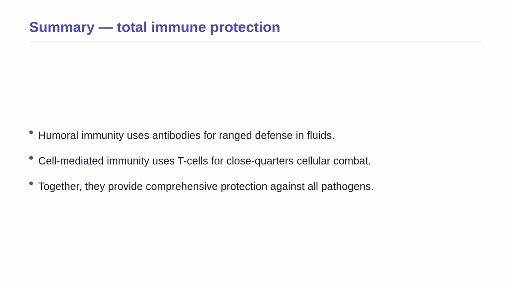We have now covered the full scope of this topic. Let us review the key takeaways. First, humoral immunity acts as your body's ranged defense, using B cells to shoot antibodies that neutralize extracellular threats in your fluids. Second, cell-mediated immunity acts as your close quarters combat team, using T cells to hunt down and destroy intracellular threats hiding inside your own cells.